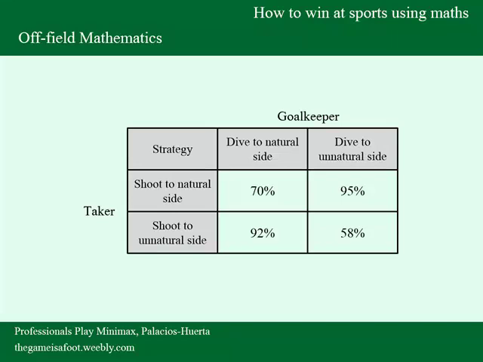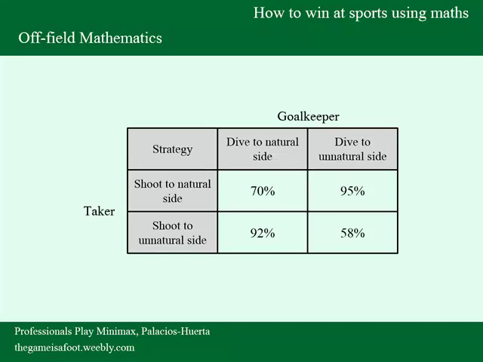In game theory, we can apply something called a minimax method. Let's take it from the point of view of the taker. What they will do is actually something called maximin, where they look at all the minimums of each possible choice they could make. What's the worst case scenario for each choice I make, and then try and choose the best of those. So if they shoot to their natural side, the worst case scenario is a 70% success rate. If they shoot to their unnatural side, the worst case is 58%. So if they always shoot to their natural side, then they've guaranteed at least 70%, which is better than 58.